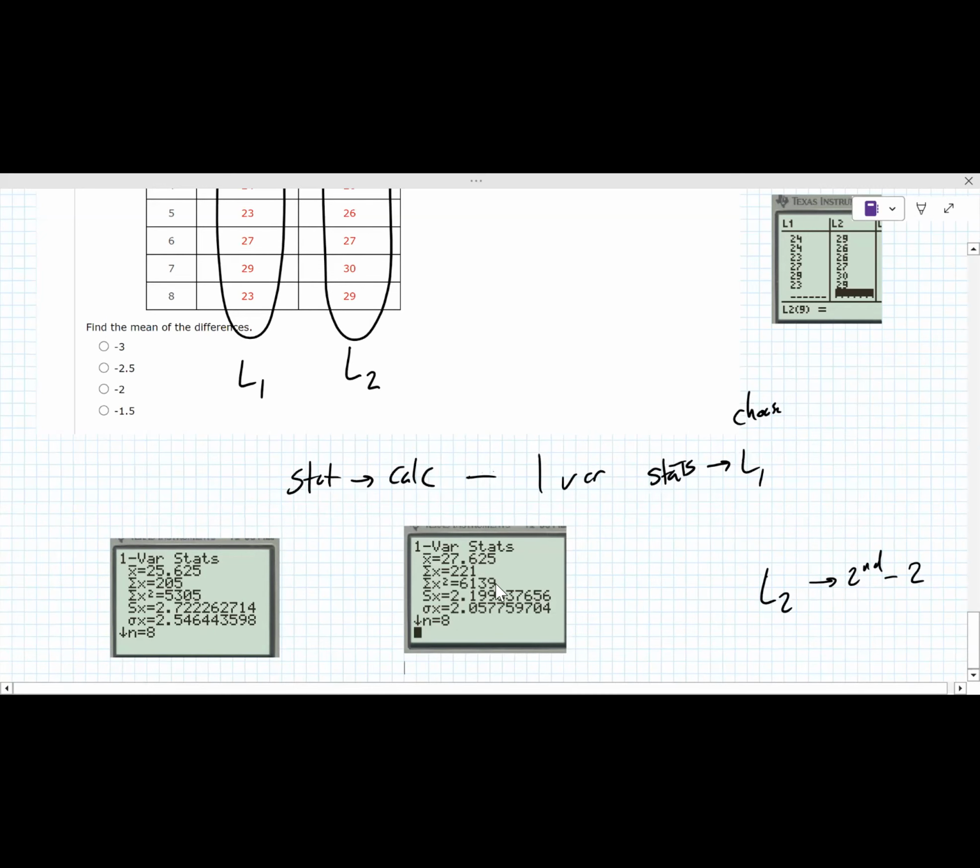27.625. Yeah. All right, so all of that, I know it felt like a lot of work, but you will have to enter data and this does everything for you. So the answer is 25.625 minus 27.625. I'm using the means in both of these. And so that's -2.